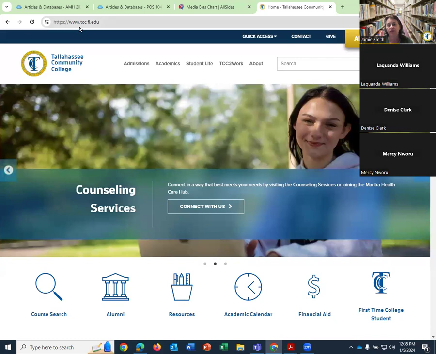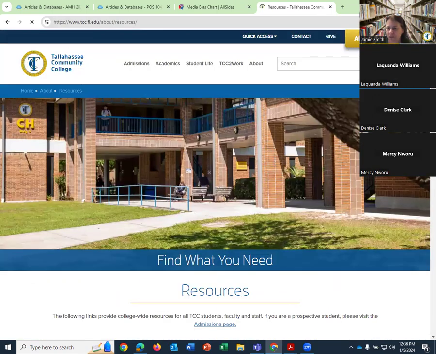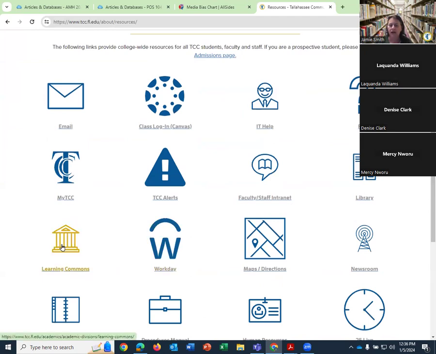Notice I typed www.tcc. If you use Google, you have to type www.tcc.fl.edu sometimes, or it says you don't have the page. And I go to resources. It's my way to get to it. You can use those quick links. And then I want to show you the library link, which will help you in your course, and Learning Commons.